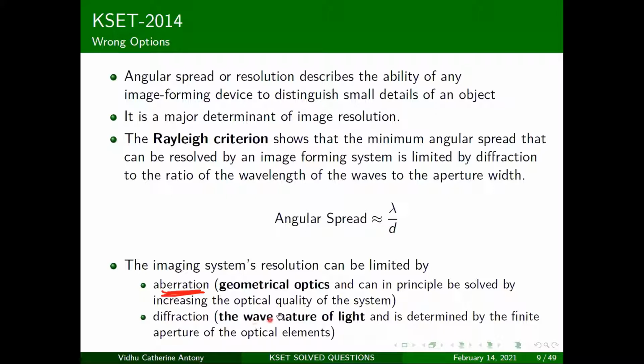It is to do with the wave nature of light, and it is determined by the finite aperture of the optical elements. So it would be determined by the aperture width that you have. Okay, so mostly we will be looking into this part, a formula that was derived based on diffraction. So let's look at this.